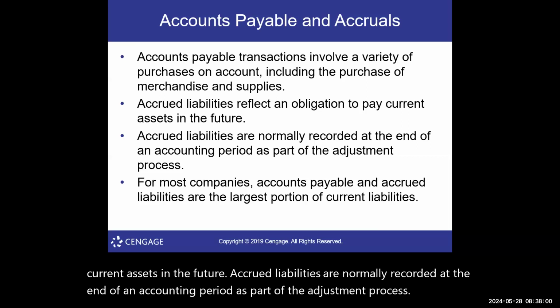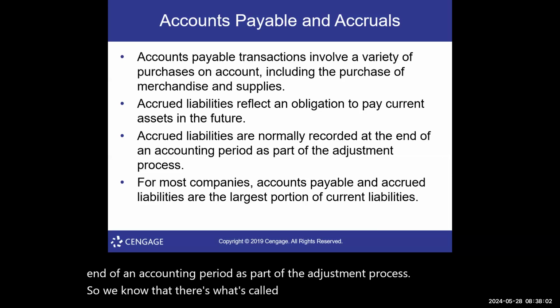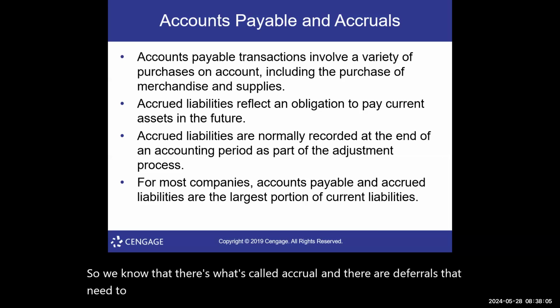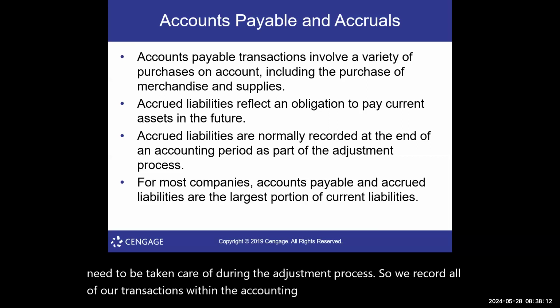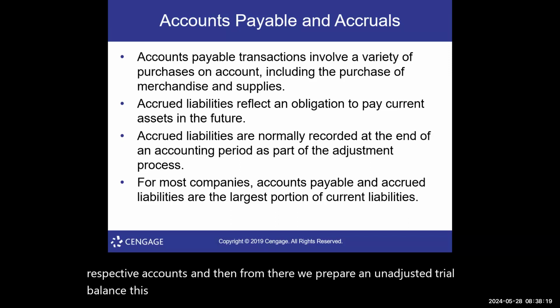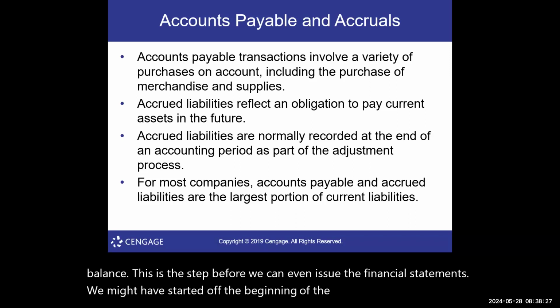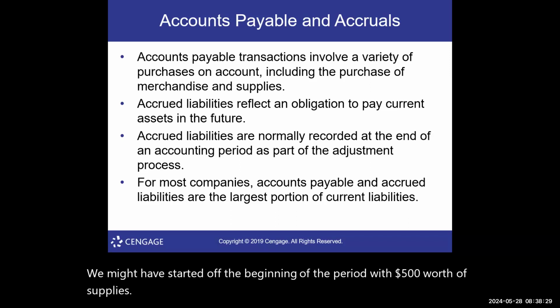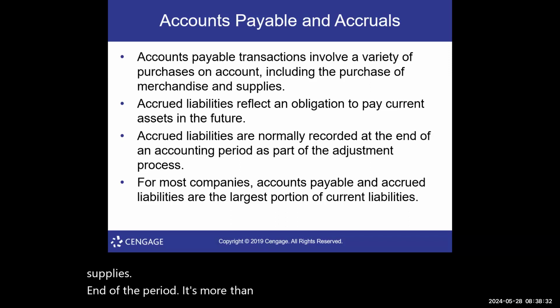So we know that there's what's called accrual, and there are deferrals that need to be taken care of during the adjustment process. So we record all of our transactions within the accounting cycle. We post them to their respective accounts. And then from there, we prepare an unadjusted trial balance. This is the step before we can even issue the financial statements. We might have started off the beginning of the period with $500 worth of supplies. At the end of the period, it's more than likely that that's not the same balance that we have.